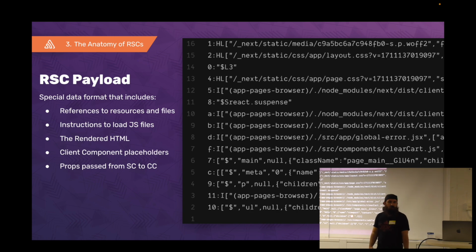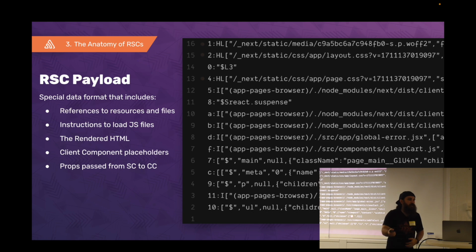So it is a special data format. It used to be JSON, now it's not anymore. It's a special data format that looks like JSON, and it represents instructions that the server generates, but the browser performs, right? It's basically how the server tells the browser what to do at what time, okay?